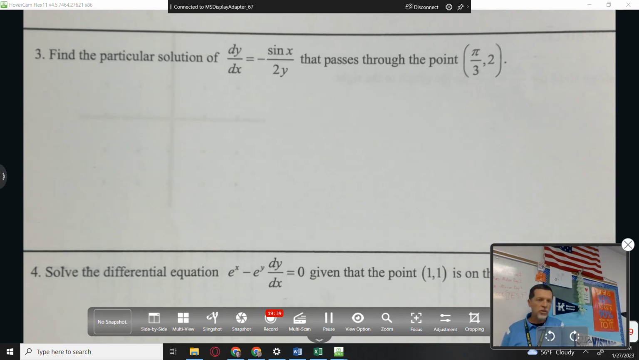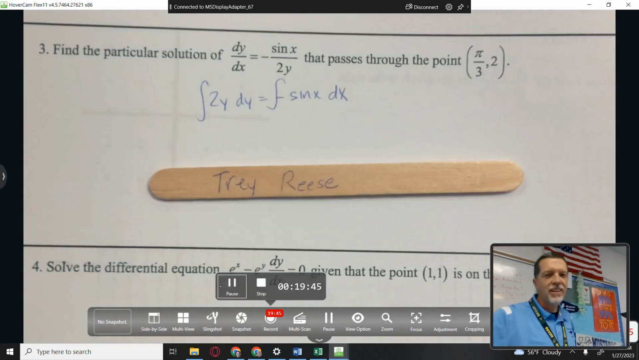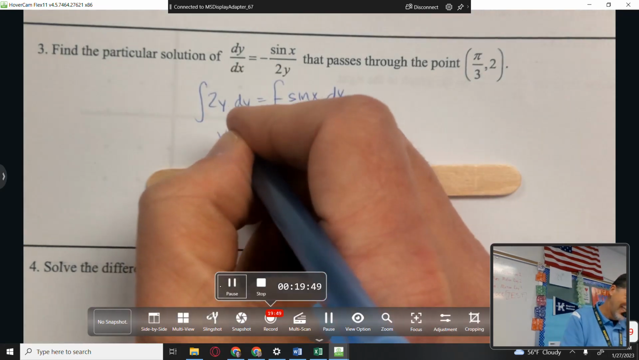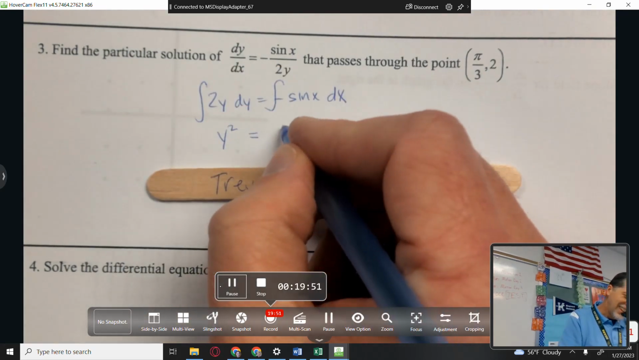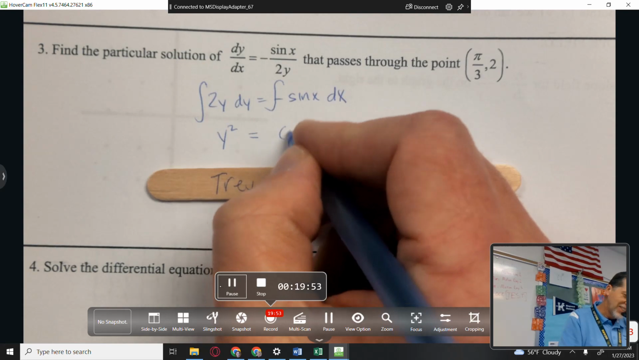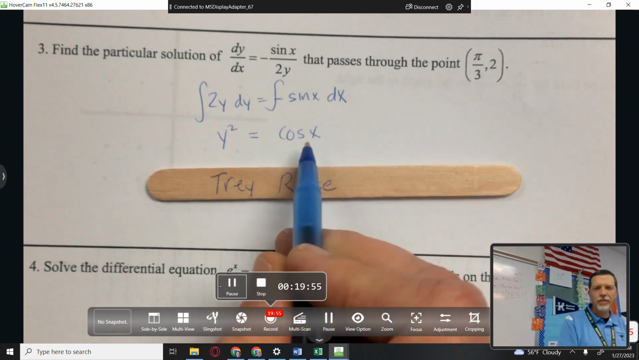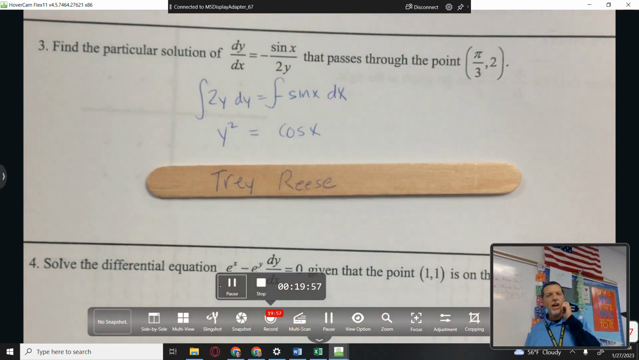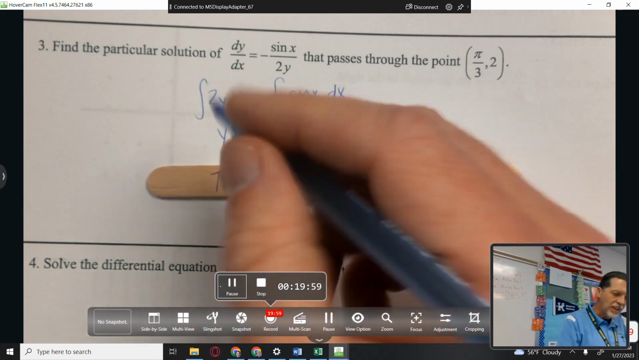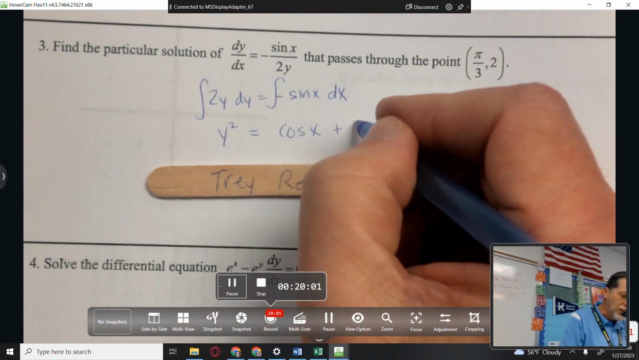So job 1 is to get all the x stuff on one side, all the y stuff on the other side. Why don't you do that right now? Y squared equals positive cosine x, and then I added the c to that side. Y squared equals cosine, because yes, the derivative of cosine is negative sine. So that's right. And then plus c on either side, but you may as well put it on the x side.